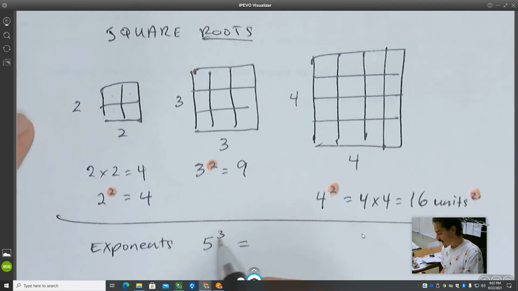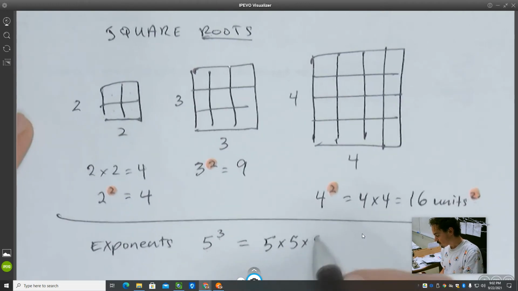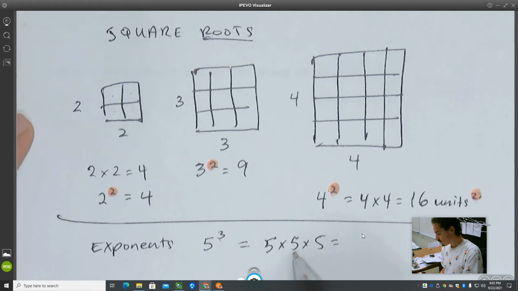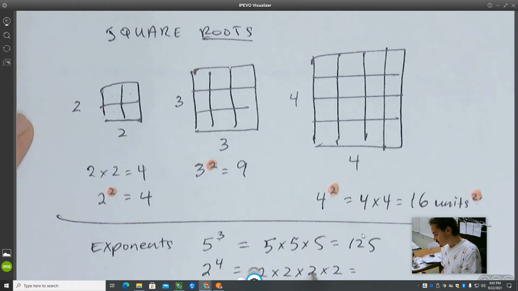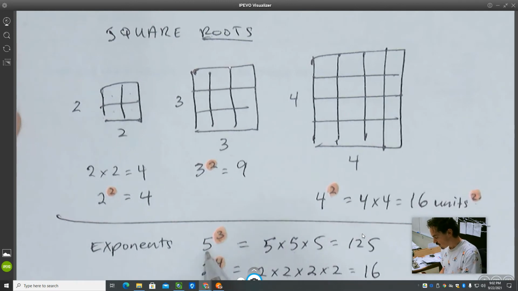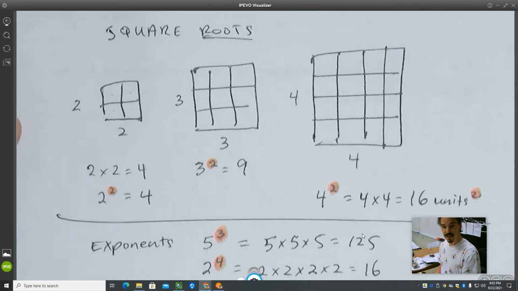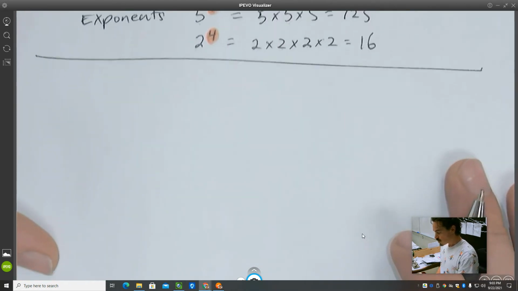If I had 5 to the power of 3, which is an exponent, you would multiply 5 three times by itself. 5 times 5 is 25. 25 times 5 is 125. You could do another one, 2 to the power of 4, 2 times 2 times 2 times 2. That is going to be 2 times 2 is 4, 4 times 2 is 8, 8 times 2 is 16. So that's how exponents work, and they say 2 to the power of 4, or 5 to the power of 3. But we're not too interested in exponents, because we are interested more so in the special case of squares.